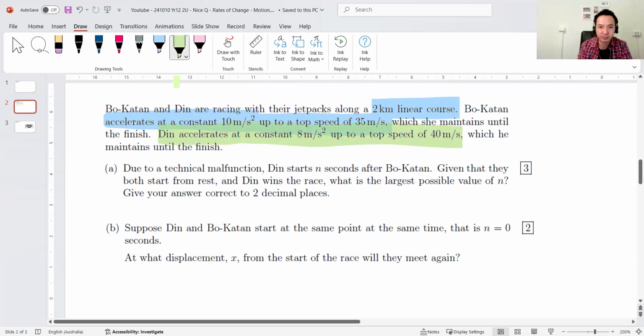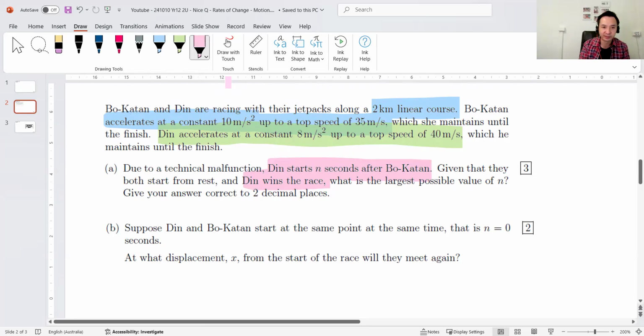So it looks like Din probably goes faster because the question actually says, due to a technical malfunction, Din starts n seconds after Bo Katan, right? Given that they both start from rest, Din wins. So basically, the green highlight there wins. What is the largest possible value for n, right? So n seconds after, okay, cool.